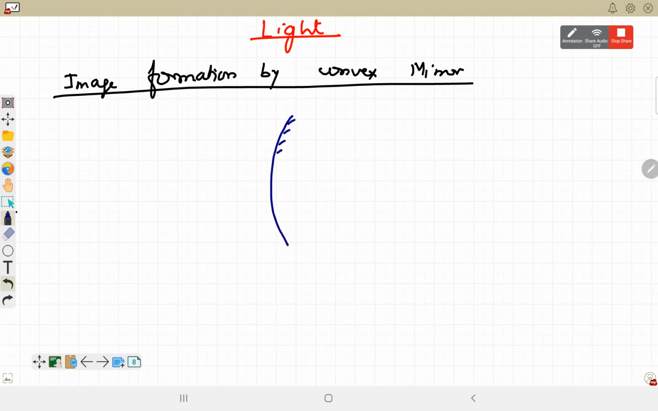So convex mirror is the one which is bulged out at the middle. Center of curvature will be on the right side. This is the place called pole, and focus will also be on the right side. The light will always come from the left side, the real object, and it will always come on the unpolished surface, that is called the reflecting surface.